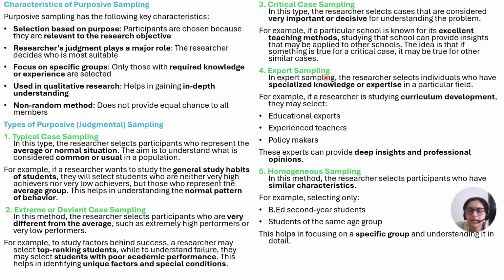Okay. Then expert sampling. In expert sampling, the researcher will select individuals who have specialized knowledge or expertise in a particular field. Example, if a researcher wants to study curriculum development, he will select educational experts, experienced teachers and policy makers. They will only help him. Then homogeneous sampling. The researcher will select participants who have similar characteristics. Example, selecting only B.Ed second year students or students from the same age group.